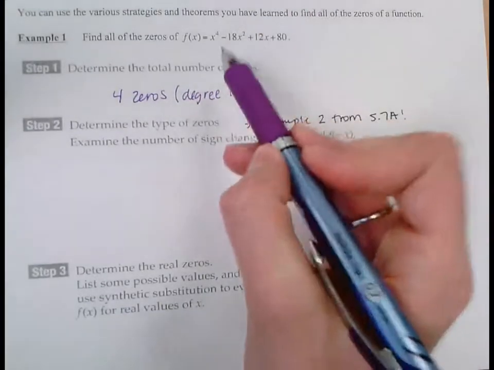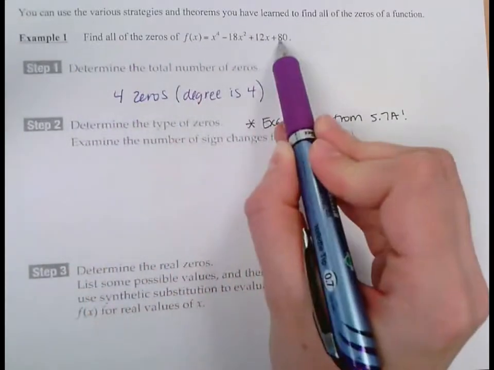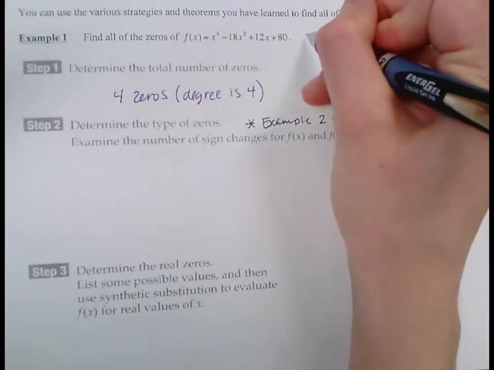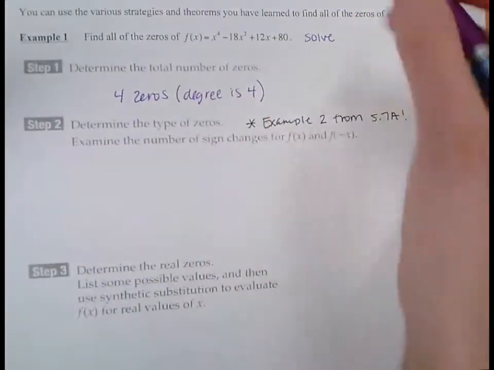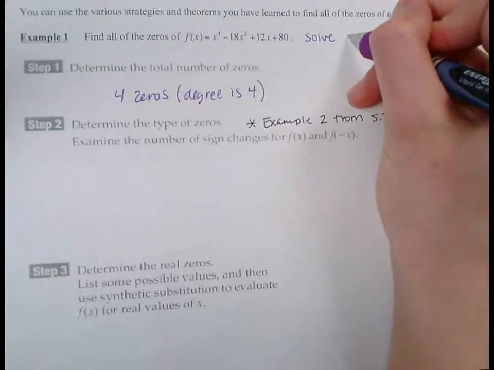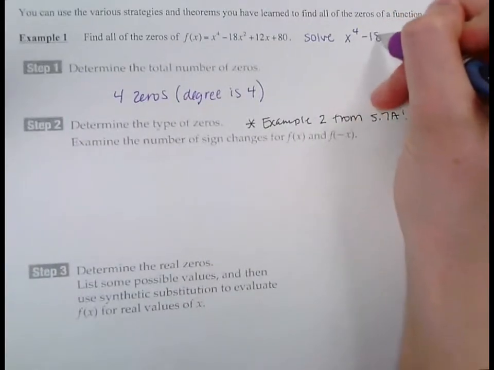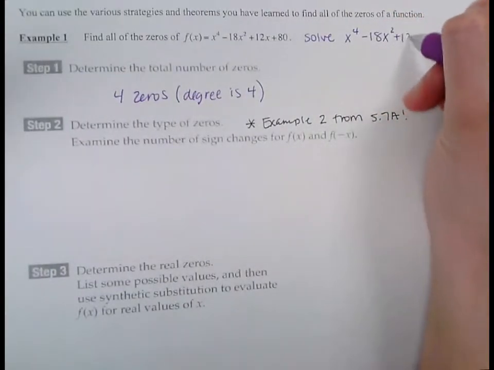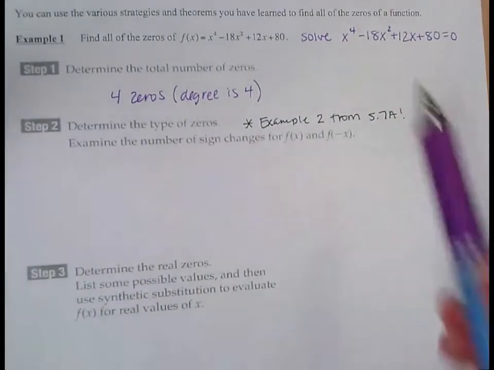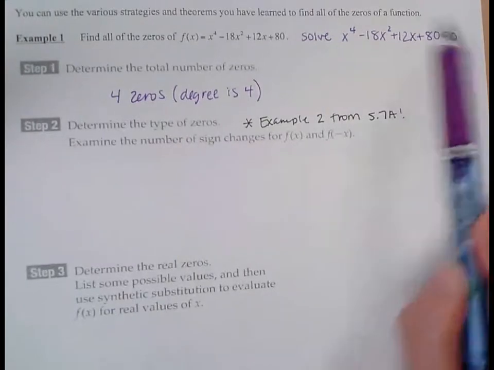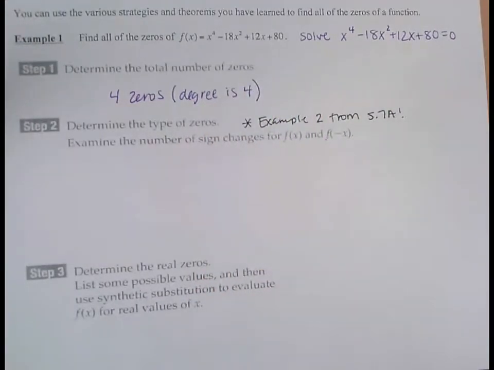And I'm going to add to this, when you're finding all of the zeros, another way to ask this same question would be if I told you to solve this equation, x to the 4th minus 18x squared plus 12x plus 80 equals 0. So when you're finding a 0, you're really solving the equation of that polynomial equal to 0. So that's another way to think of it. Okay, so we know we should have 4 answers. That's just helpful to know from the beginning.